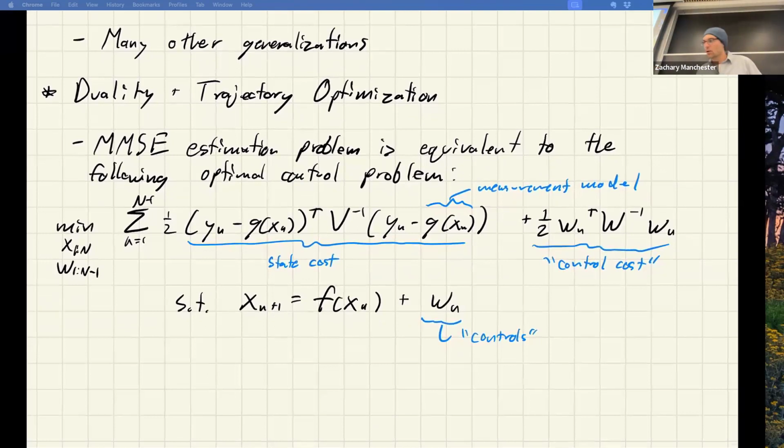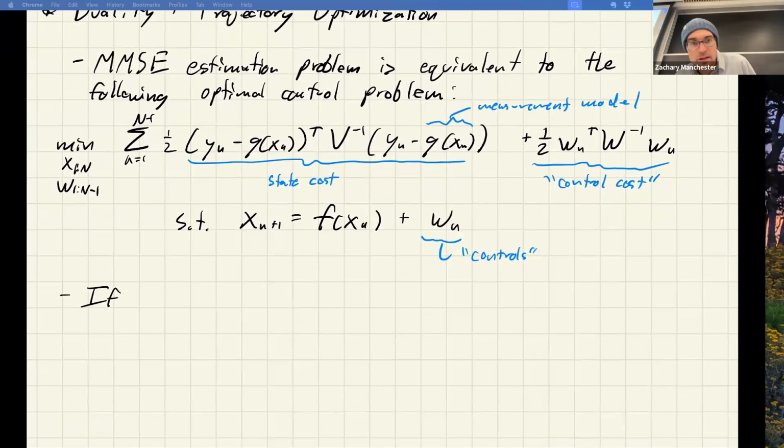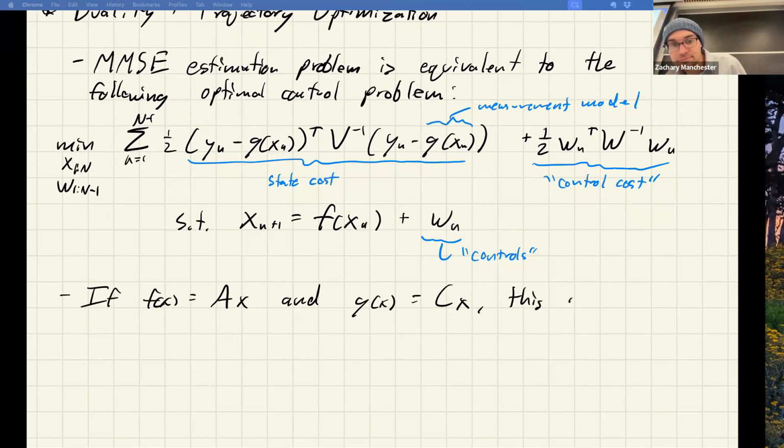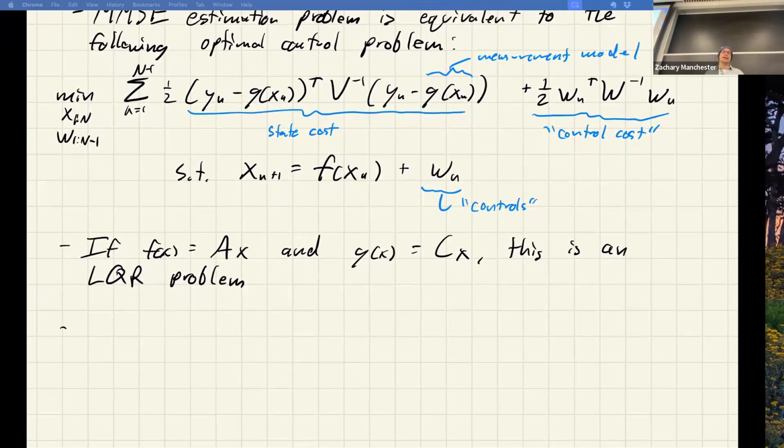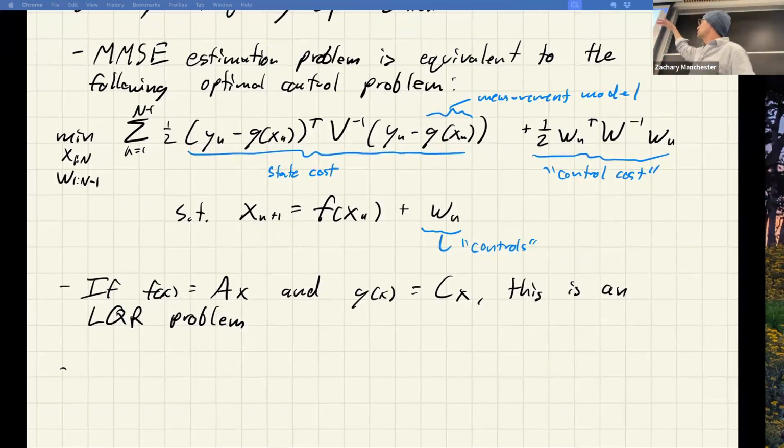Okay, some notes on this. If f of x equals A times x and g of x equals C times x, this whole thing is an LQR problem. You can solve that LQR problem with dynamic programming like we know how, and you'll basically get a Kalman filter. That's how you show this duality between the Kalman filter and LQR. But the interesting thing is that this is general. This correspondence holds in nonlinear settings too. With nonlinear F and nonlinear G, there's still this duality. I can write down a control problem that is exactly equivalent to the state estimation problem.